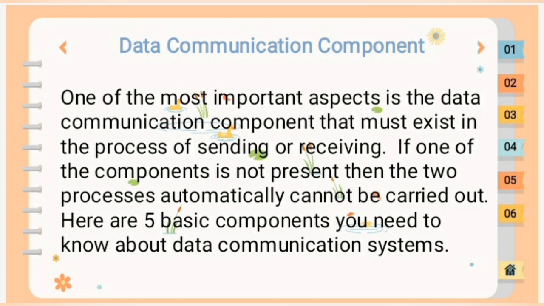One of the most important aspects is the data communication components that must exist in the process of sending or receiving. If one of the components is not present, then the process automatically cannot be carried out. Here are 5 basic components you need to know about the data communication system.